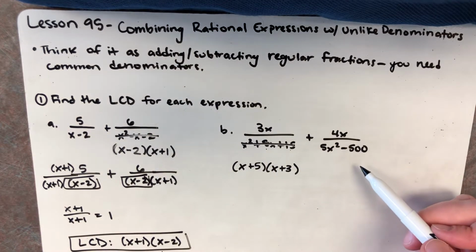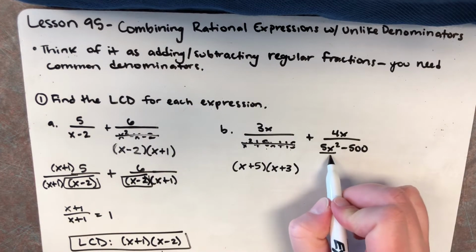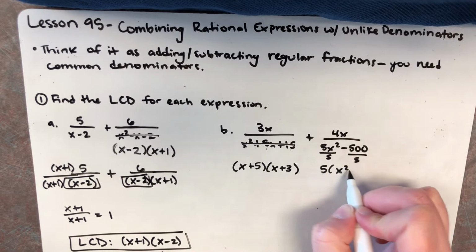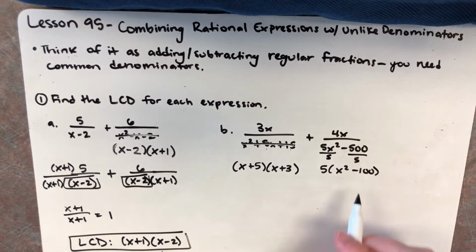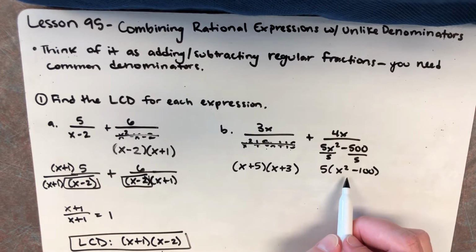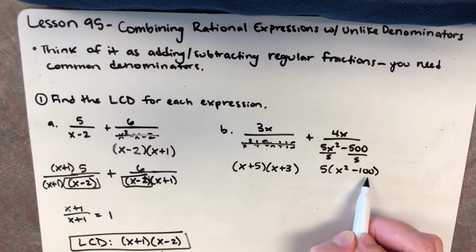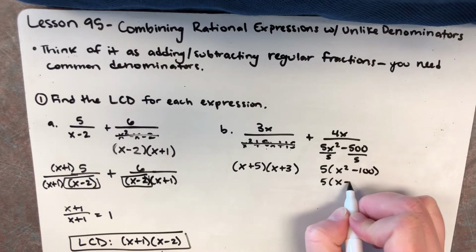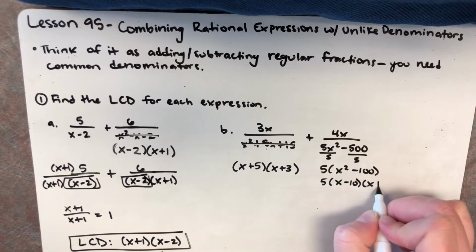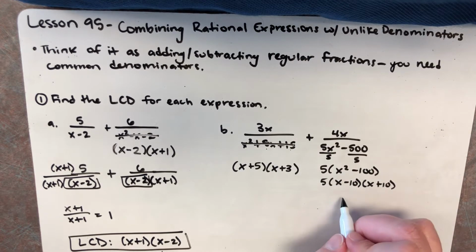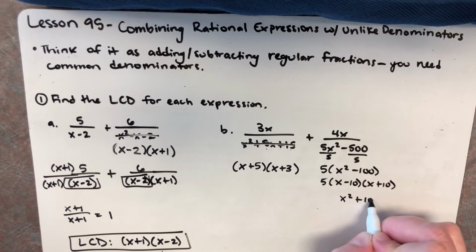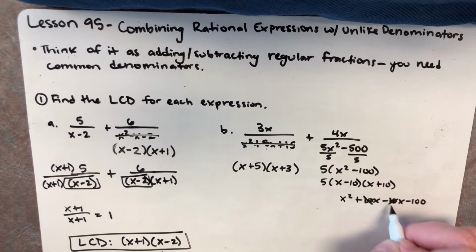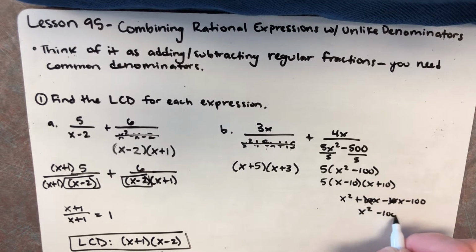All right, if I look at this one, I can take out a 5 because they both have a 5 in common. So I can rewrite that as 5 times x squared minus 100. And if you remember, this is a difference of squares. x squared is a perfect square, and 100 is also a perfect square. So this is really like 5 times x minus 10 times x plus 10. If I FOILed this, I would get x squared plus 10x minus 10x minus 100, and these middle things would cancel, which leaves me with x squared minus 100.